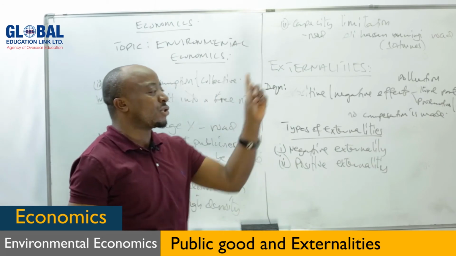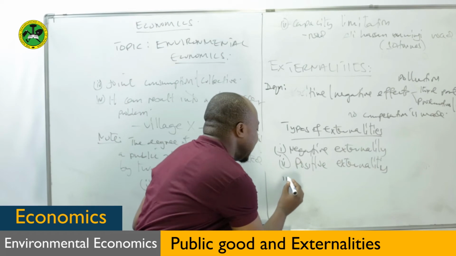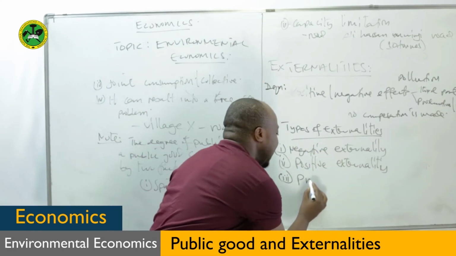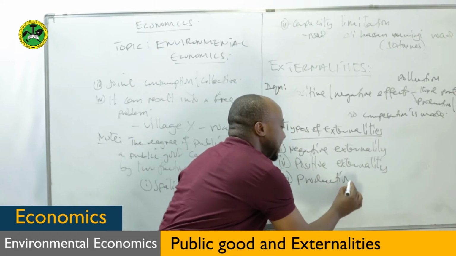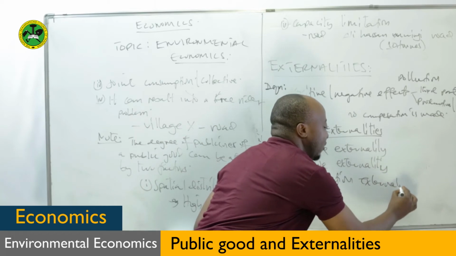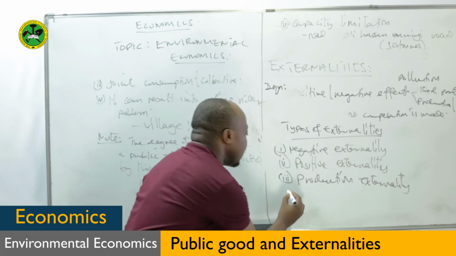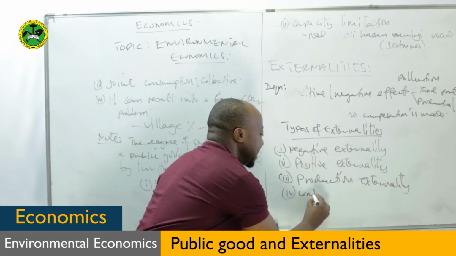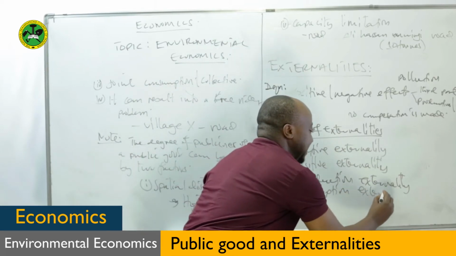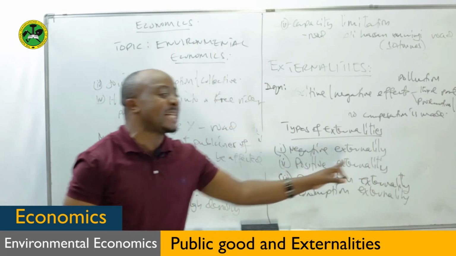But because of the source, we can add some other types. For example, we can add number 3. This positive or negative externality can come from production. If it is coming from production, then we say this is production externality. Sometimes it can come from consumption, so we can also say consumption externality. You can be asked to differentiate consumption externality from production externality. These are the sources where externality is generated.